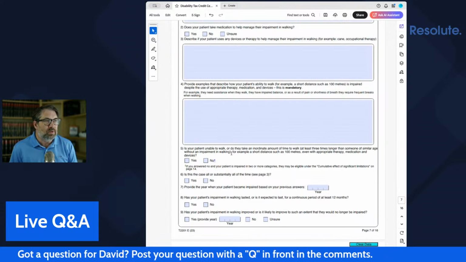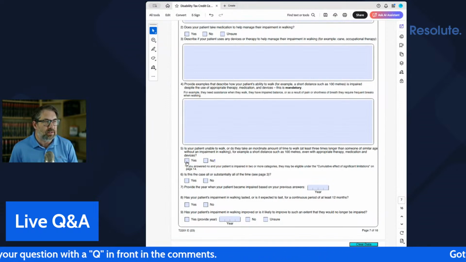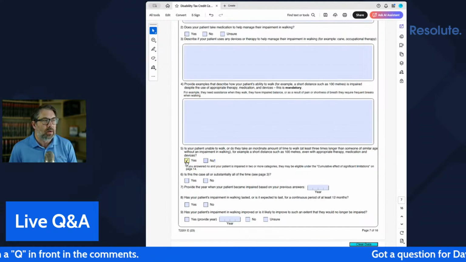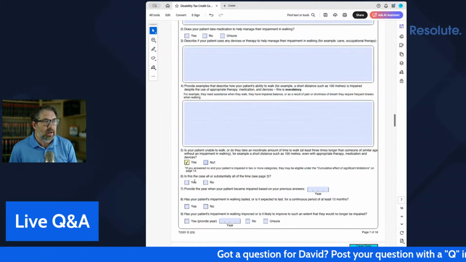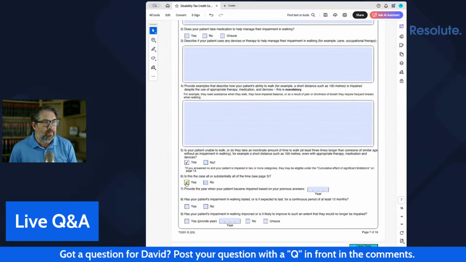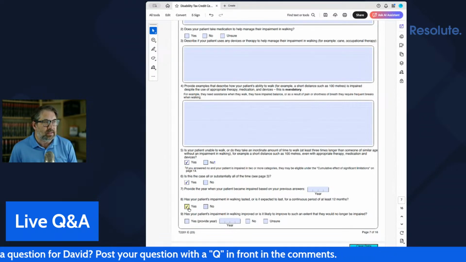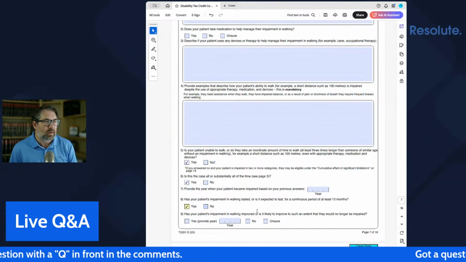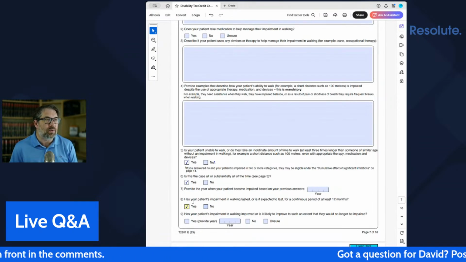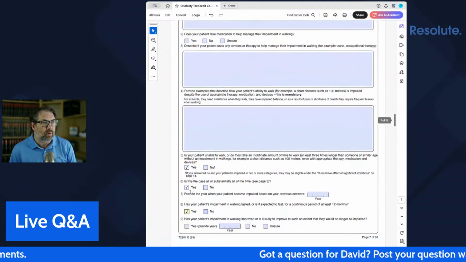So if you take an inordinate amount of time to walk 100 meters, then you can qualify for the disability tax credit. But your doctor or physiotherapist who's filling this out would need to put yes here. And they would need to say that it's like this substantially all of the time and is expected to last 12 months or more. If they click yes to all these 3 things, then you could be approved for the disability tax credit for walking.